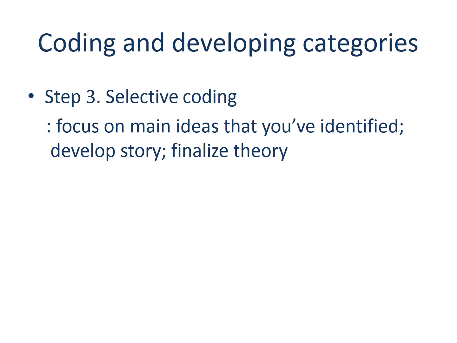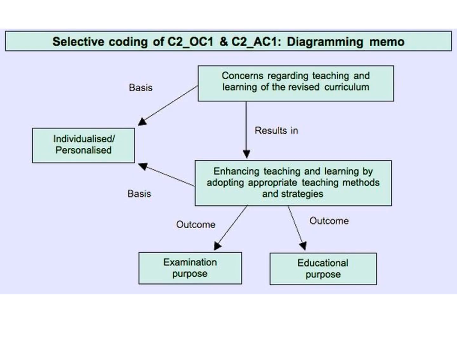And finally, selective coding is identifying main ideas or essence from your coding that answer your research questions. In the article that we used as an example, the authors now even more simplify the themes and relationships between them, really focusing on how curriculum reform has influenced teachers, particularly in terms of teaching and learning. So now the final selective coding explains how concerns regarding teaching and learning of the revised curriculum resulted in strategies that teachers adopt with different purposes and emphasis on individualization or personalization.